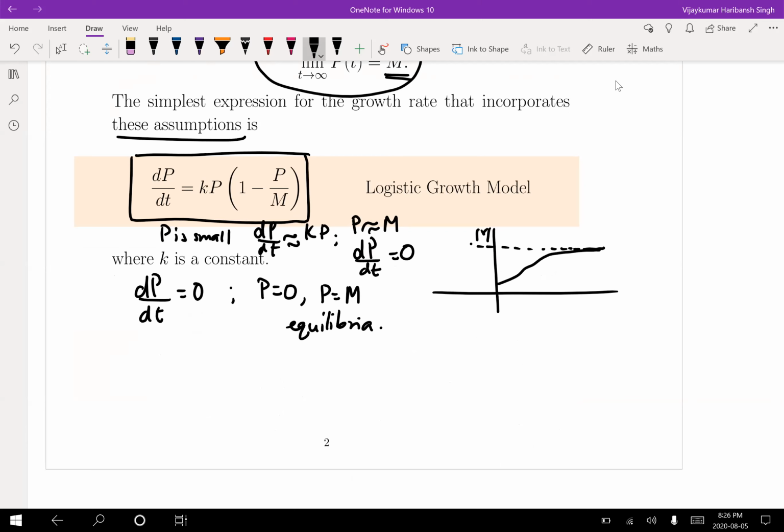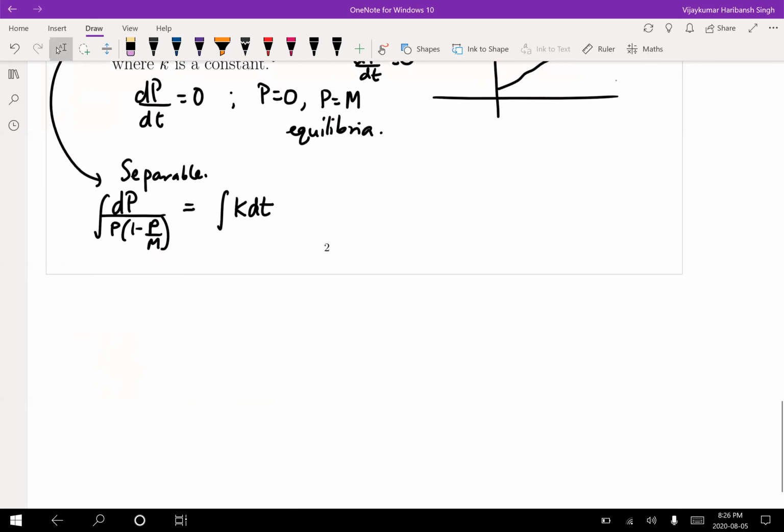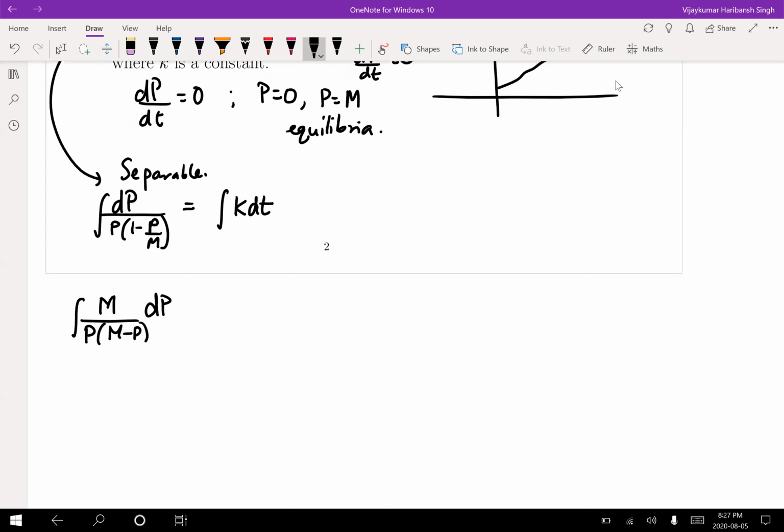First of all, it is separable. So we can separate it. We have dP over P times (1 - P/M) equals the integral of k dt. So let's integrate this. We'll use partial fractions here. We can also simplify this as the integral of M over P times (M - P) dP equals k.